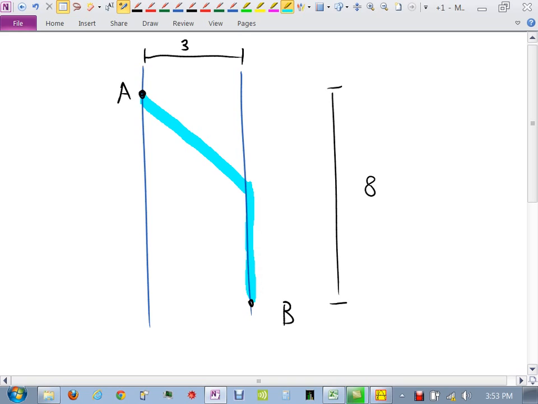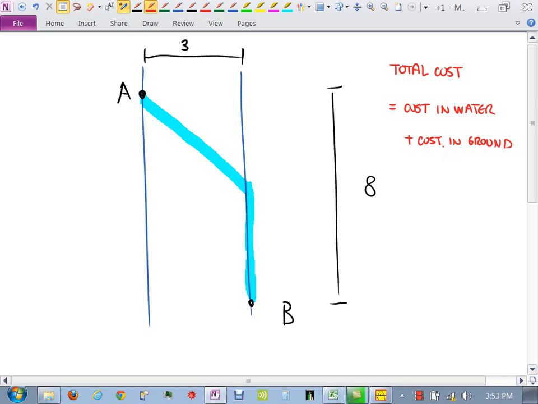What I need to know is to figure out my total cost. It will be the cost in the water plus the cost in ground. Right? That's what it will be.